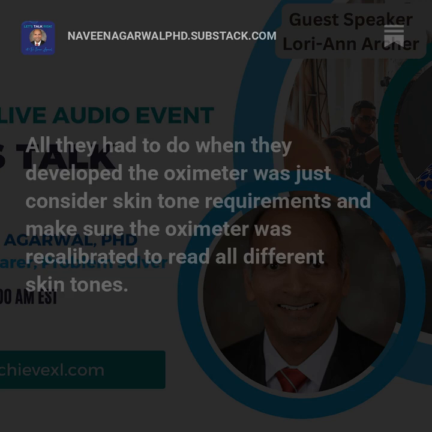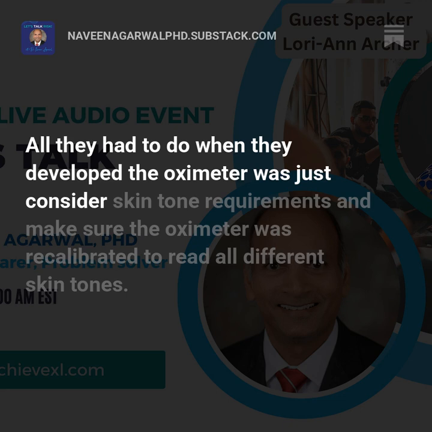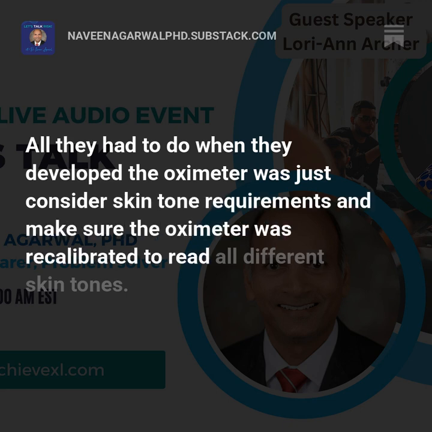Also during COVID, I lived in New York and Long Island, and I had family that lived in Queens, which was the worst place, where a lot of people were dying of this horrific disease. And it made me think all they had to do when they developed the oximeter was just consider skin tone requirements and make sure the oximeter was recalibrated to read all different skin tones.